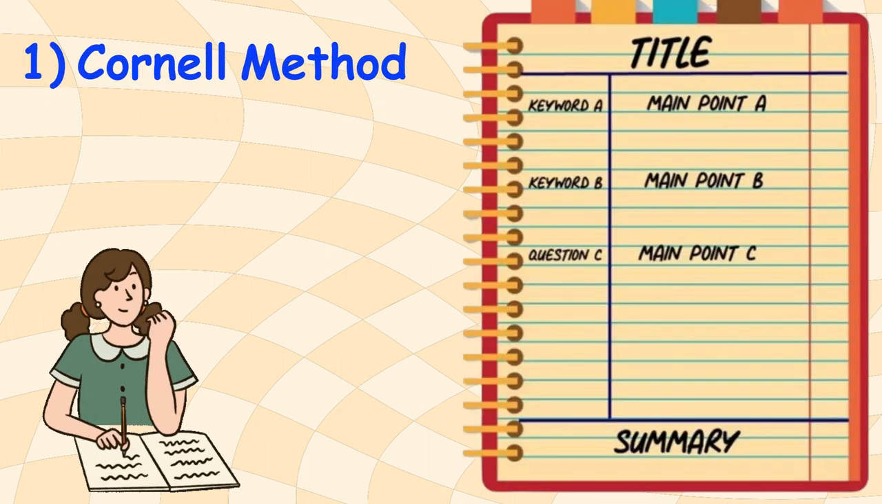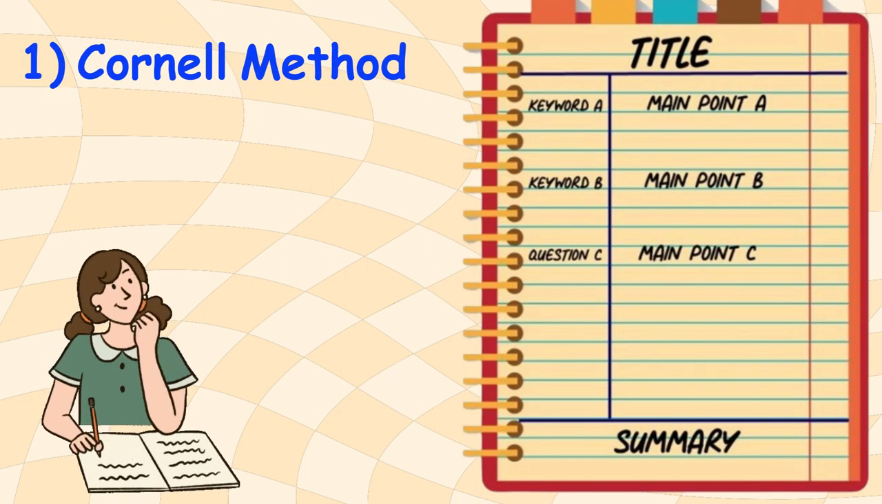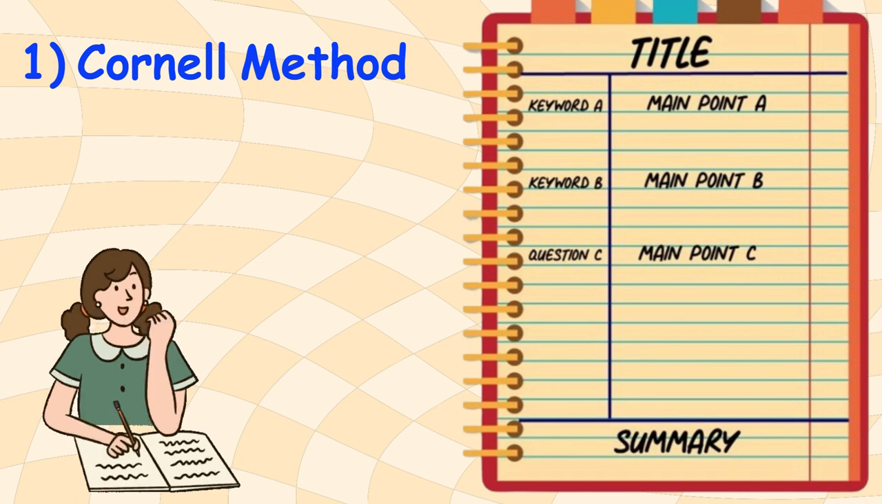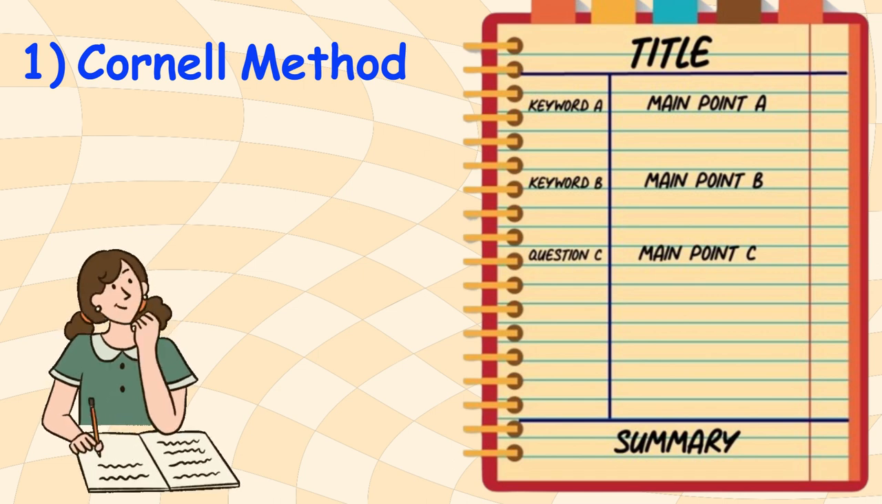Number 1. Cornell Method. The Cornell method involves dividing the page into three sections, a narrow column on the left for keywords or questions, a larger note-taking area on the right for main notes, and a summary section at the bottom. In-class use. It's great for capturing lecture content efficiently, allowing you to note down key points and details during the lecture and then summarize the essence afterward.